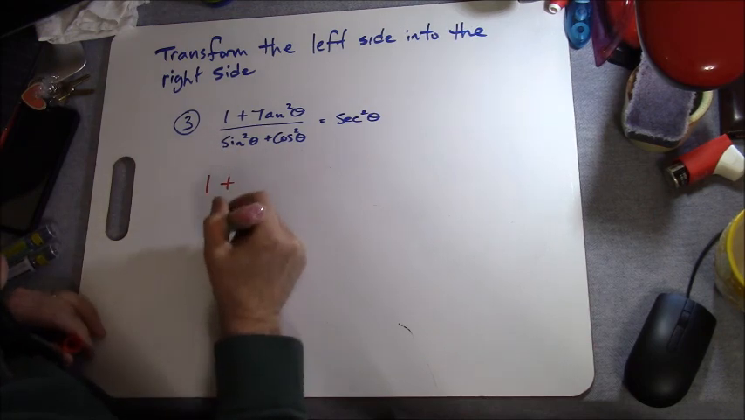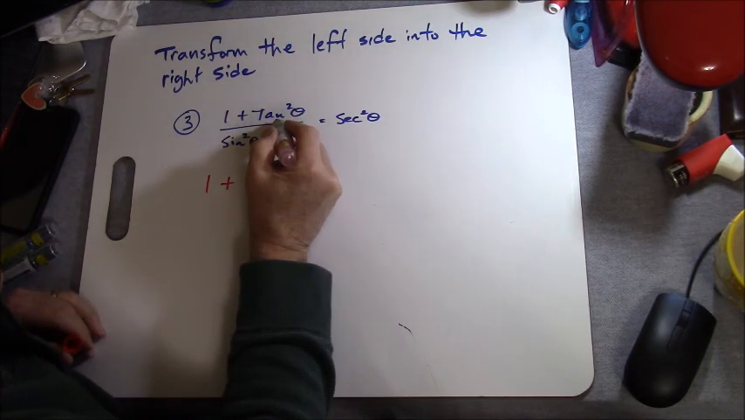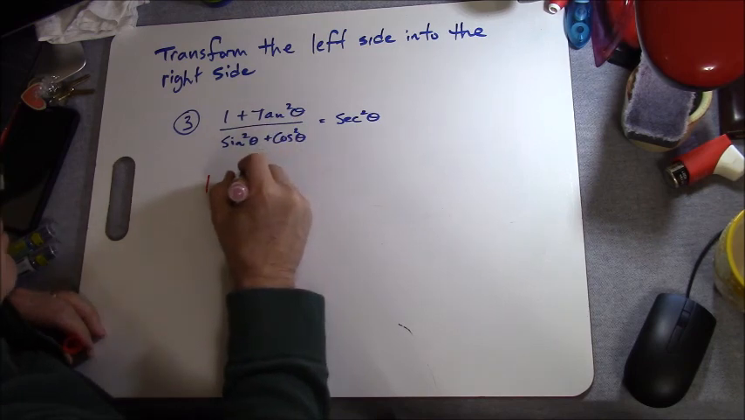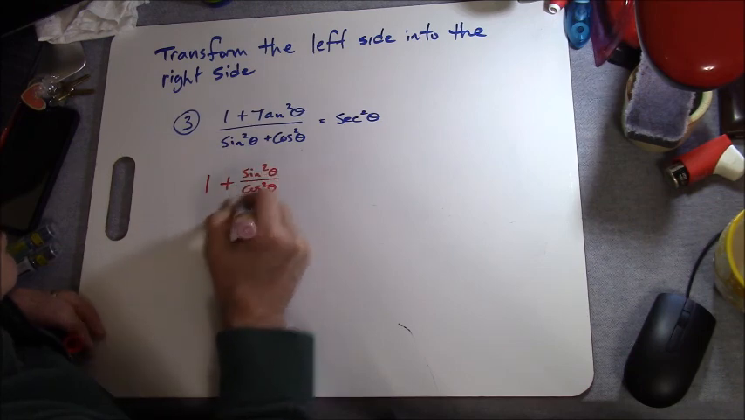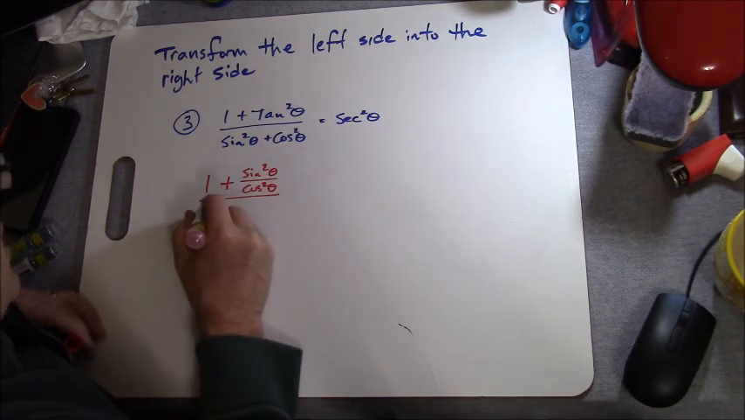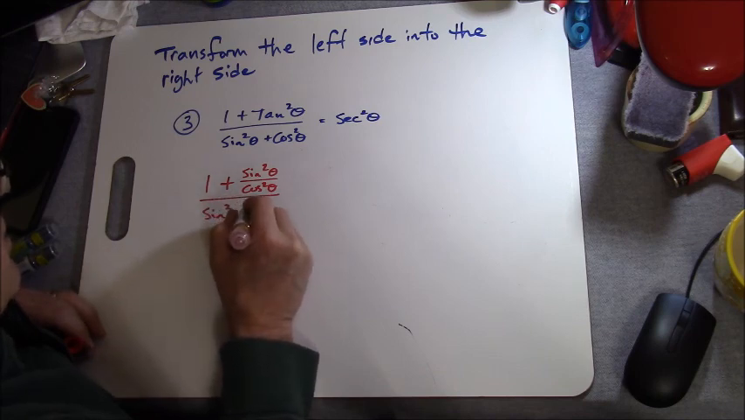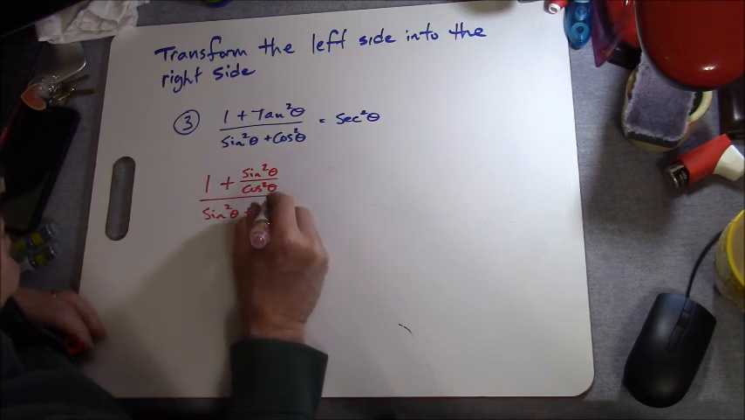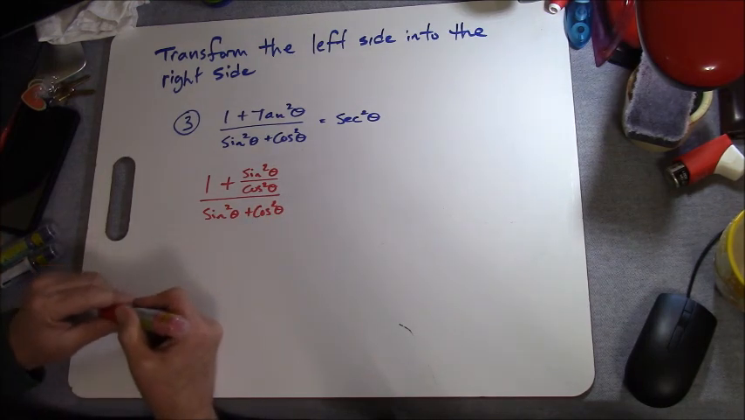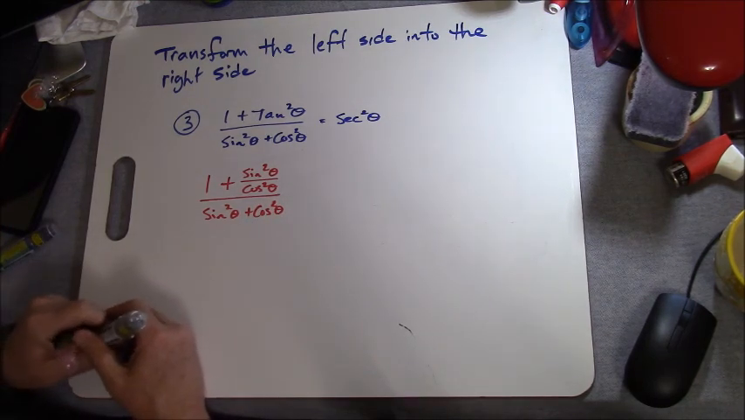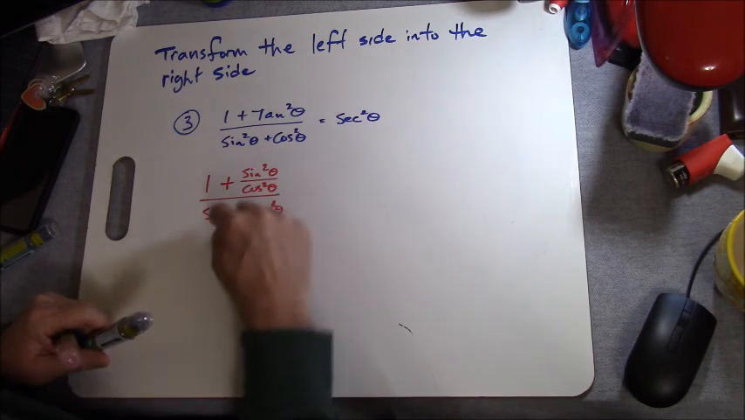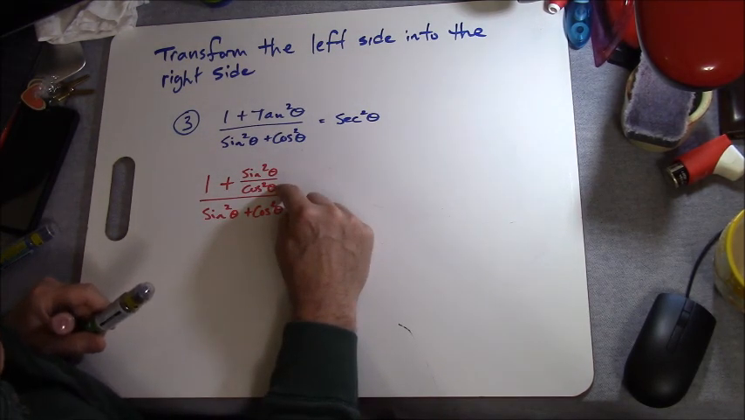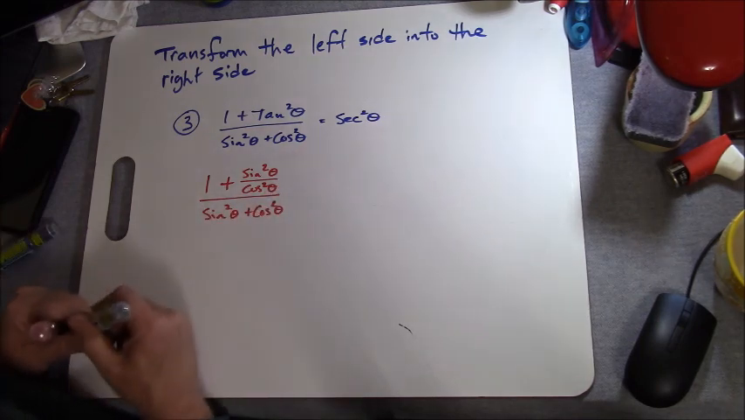So I've got 1 plus. I know a tangent is sine divided by cosine. So tangent squared would be sine squared theta over cosine squared theta, divided by sine squared theta plus cosine squared theta. And then maybe somebody looks at this and they go, oh, I remember Mr. Judson saying something about whenever you have a fraction within the fraction, you multiply everything by that least common denominator. All right, let's try that.